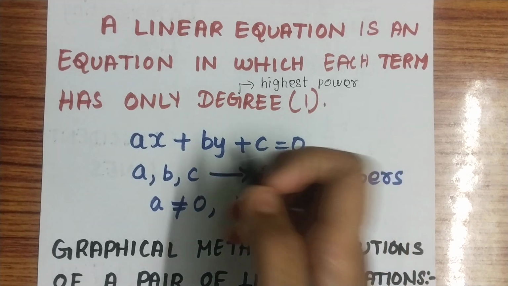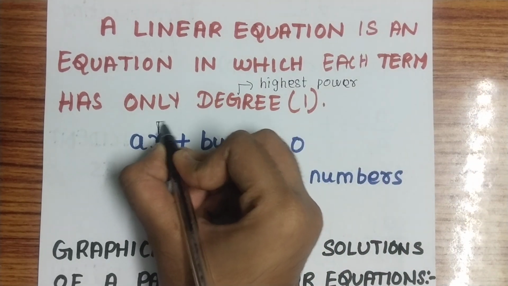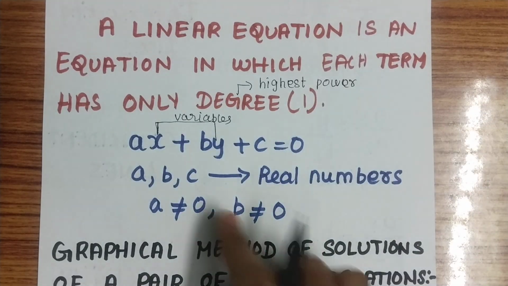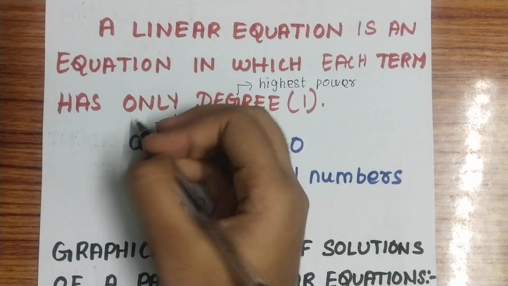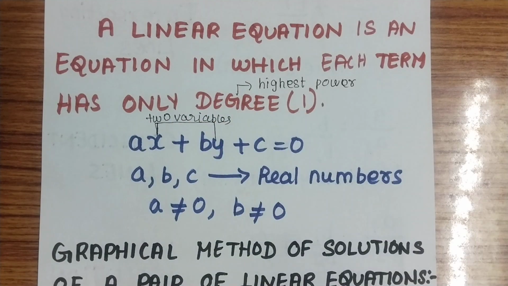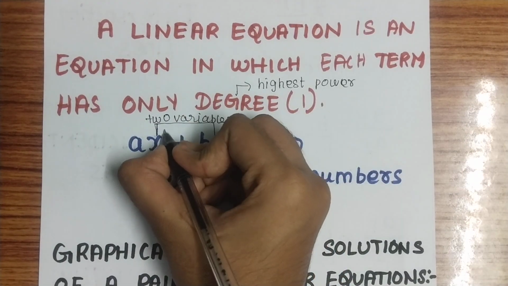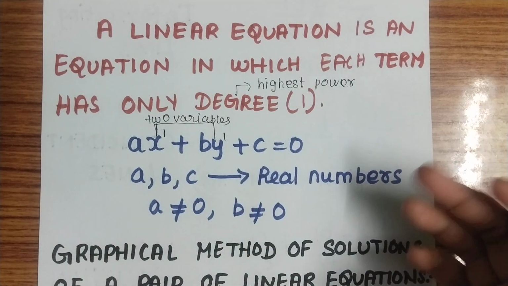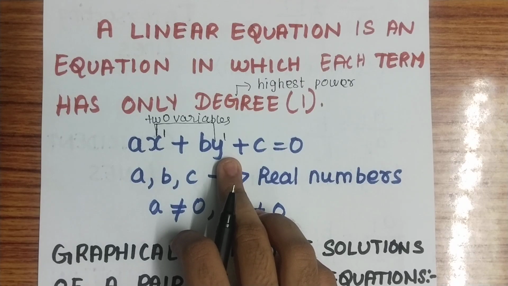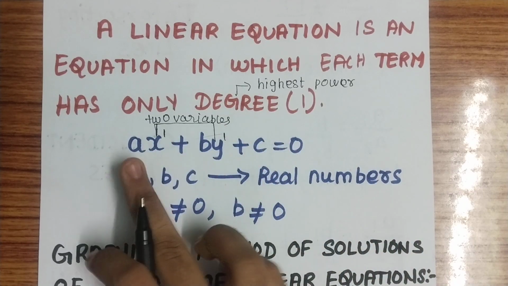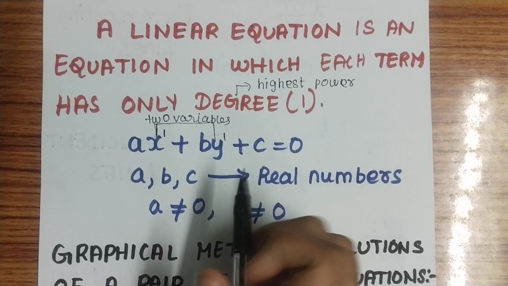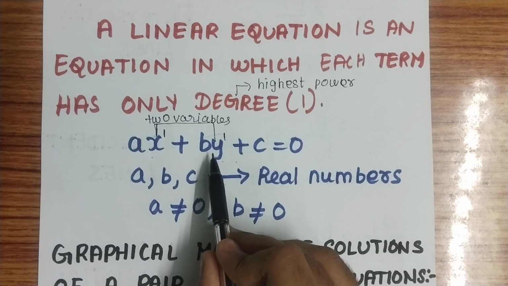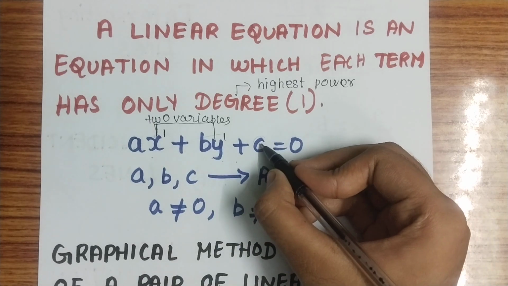Here we have two variables, right? So these two are variables, x and y, and my power for x and y is 1, right? There is no square or cube. Only power 1 is here. So I can say that this is a linear equation in two variables, with two different variables, both x and y.